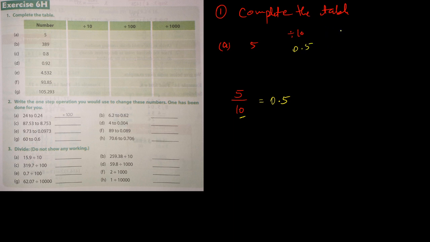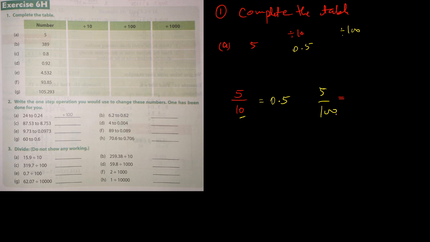Now what will happen if you divide 5 by 100? Because there are two zeros in the denominator, we will put the decimal after two digits. Now there is only one digit, so you will put an extra zero here and then put the decimal. So you will write 0.05. The answer will be 0.05 when you divide it by 100. So write 0.5 here and 0.05 here.